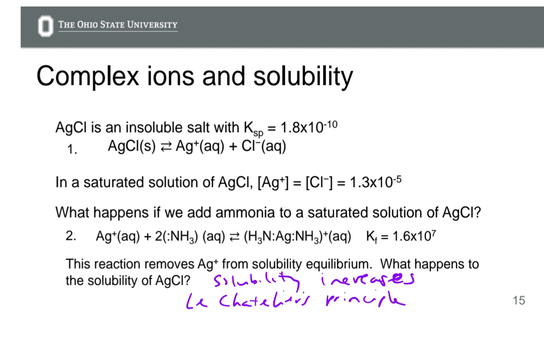We're reacting some of the product of our solubility equilibrium with another compound, with the ammonia in this case. So that product is removed from the solubility equilibrium, which shifts the equilibrium towards the product side, which says that we have increased the solubility of the silver chloride salt. Okay. Compared to 1.3 times 10 to the minus 5.